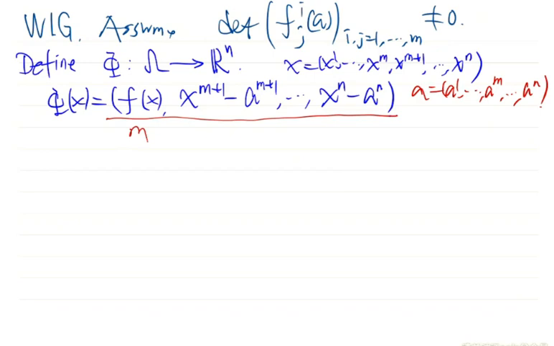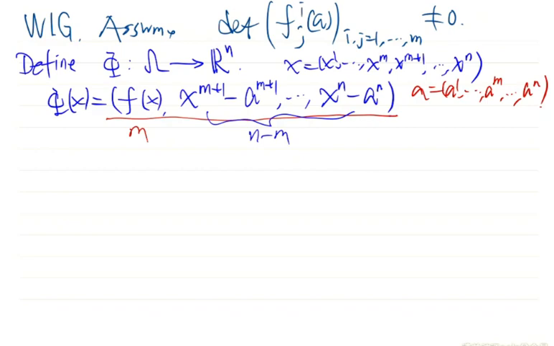Now we add the other n minus m components here. So altogether, phi(x) has n components. Therefore, such a phi is a map from omega to R^n.